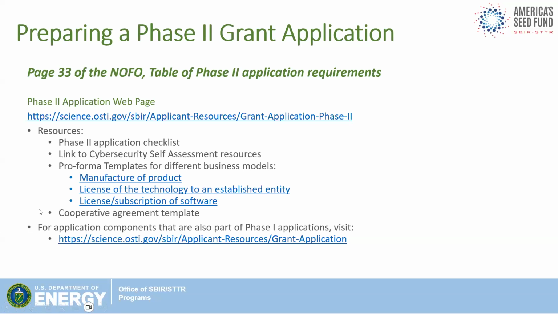Many of the components of the Phase 2 application are also part of the Phase 1 application. So also don't forget that we have a grant application page that has things like the level of effort and the foreign relationships disclosure form, or the components that are part of the Phase 1 application. You have to go to that page to get those resources.